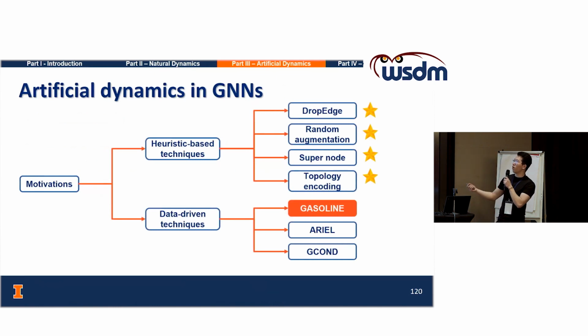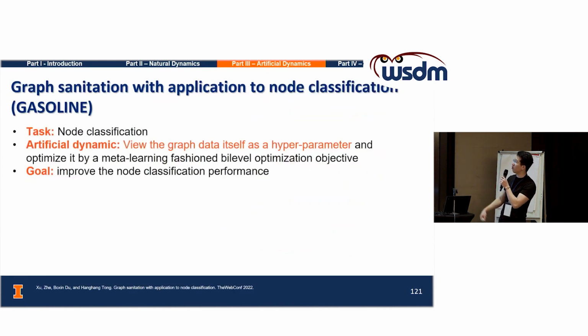So we just introduced some works about heuristic-based techniques, and let us introduce some work that are data-driven. So the augmentation methods are guided by the downstream task performance. Okay. So the first work I want to introduce is named Gasoline, and this is a work from our team. The paper name is Graph Sanitation with Application to Node Classification. As the paper name shows, our task is node classification. And the artificial dynamic we are working on is to view the graph data itself as a hyperparameter. And we apply some techniques from hyperparameter training to learn the optimal graph data.